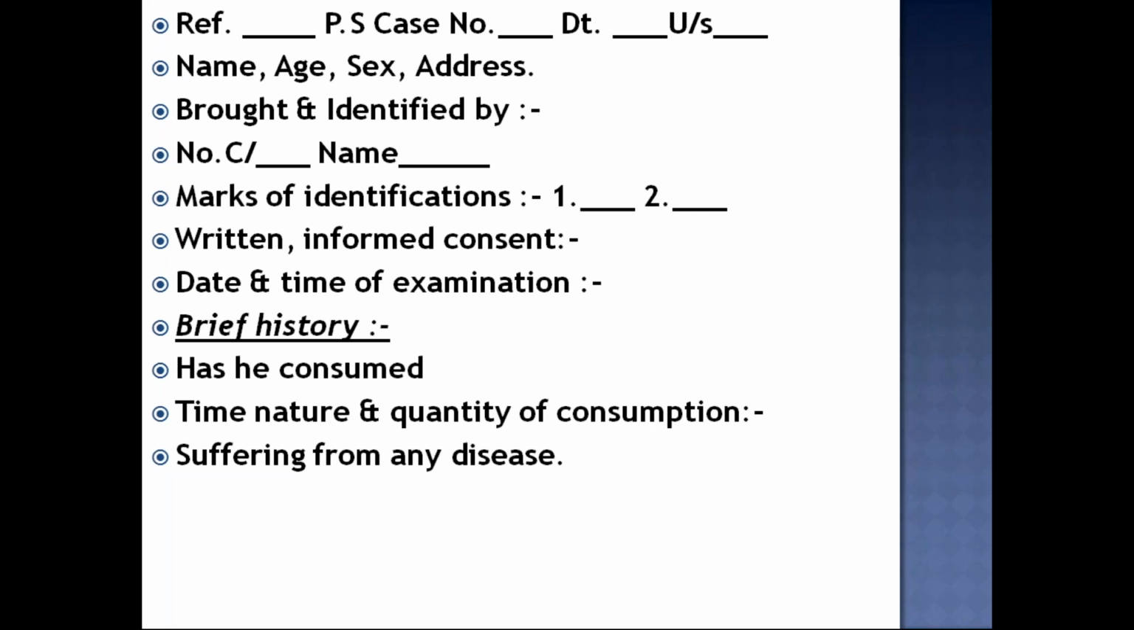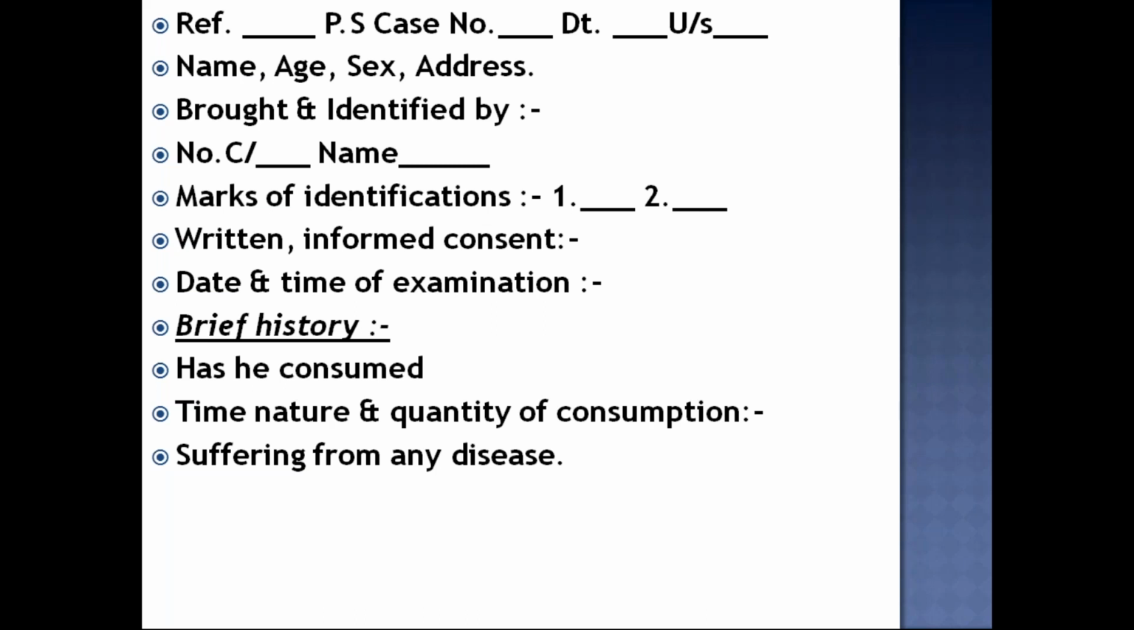Even then, you have to ask him if he is conscious. If he is conscious, you have to take consent. If he is unconscious, definitely you have to ask the relative, or you can ask the police person. And mention the date and time of examination, and you have to write a brief history. Has he consumed alcohol, or how much he has consumed?